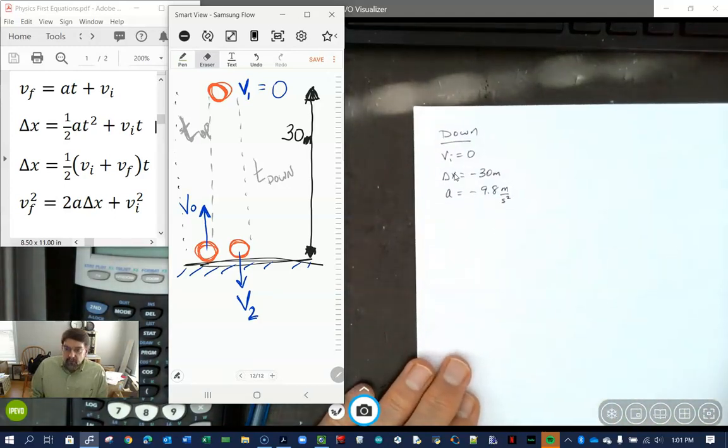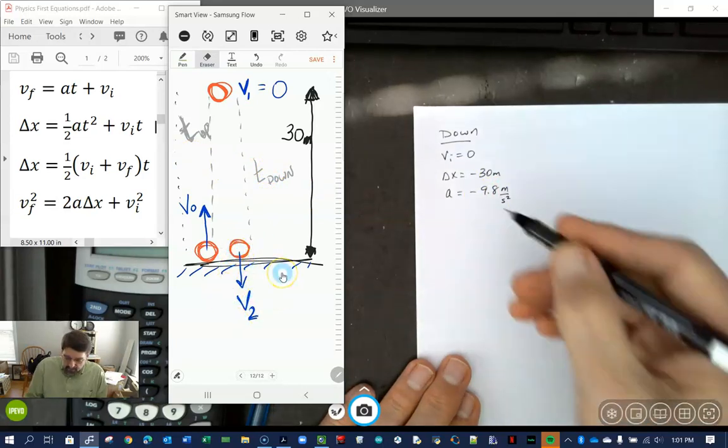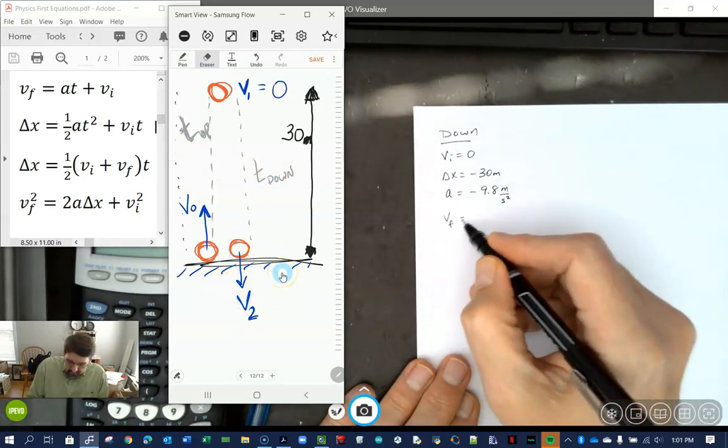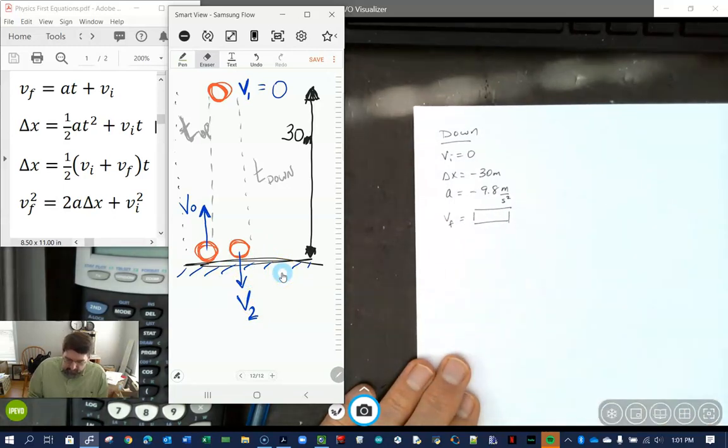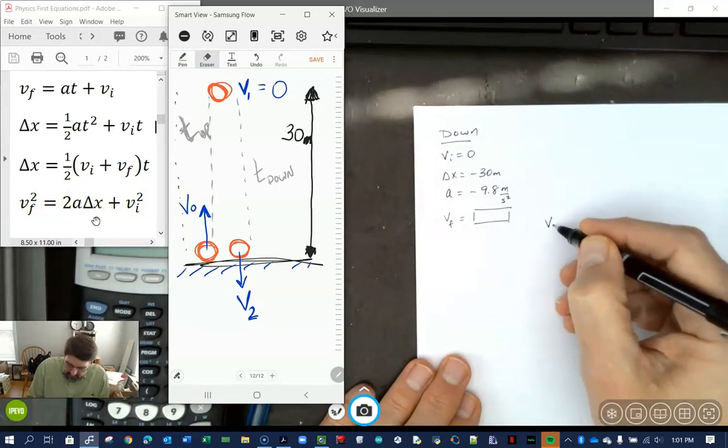All right, so what do we want to find first? Maybe we can find the final velocity, v2. Okay, so what is the final velocity? Let's look for that first. Well, what do we know? We know this last equation maybe is another good one to use as well. Okay, so let's do that first.